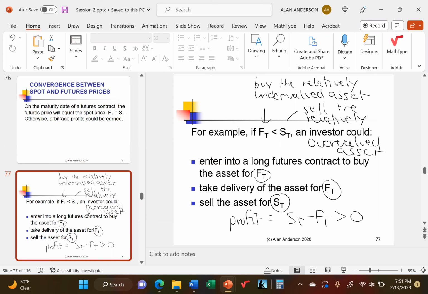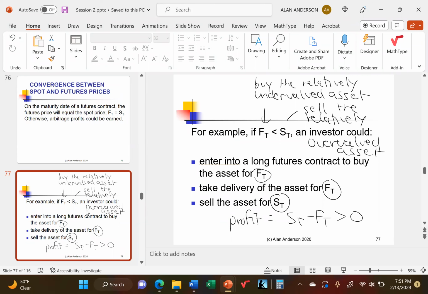So here, for example, we enter into a futures contract to buy the asset for F dollars. We then use the contract to acquire the asset for F dollars. We then sell it in the market for the higher price of S_T dollars, and the difference between the two is our profit.